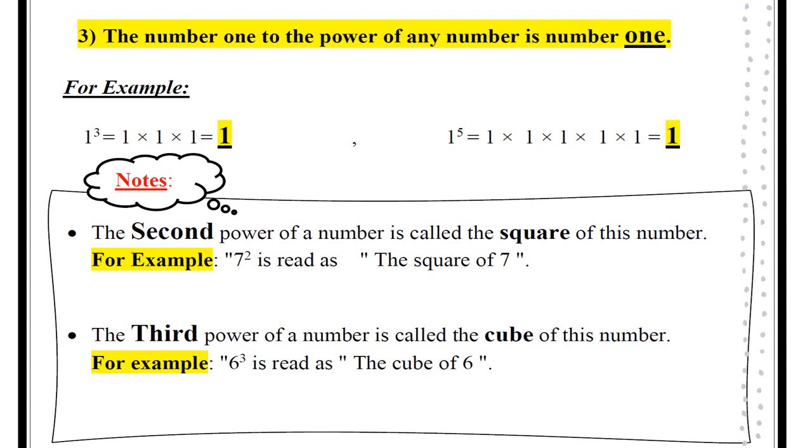Very important notes. The second power of a number is called the square of this number. Second power means power 2. For example, 7 to the power 2 is read as the square of 7, or 7 to the power 2. The third power of a number is called the cube of this number. For example, 6 to the power 3 is read as the cube of 6.